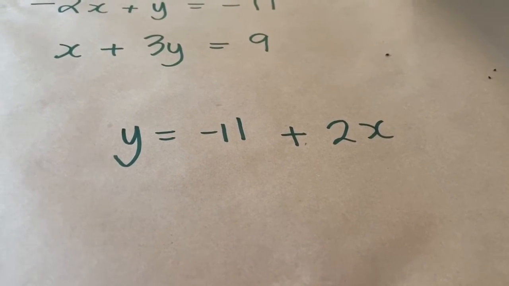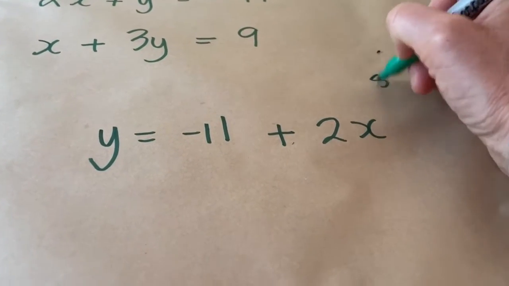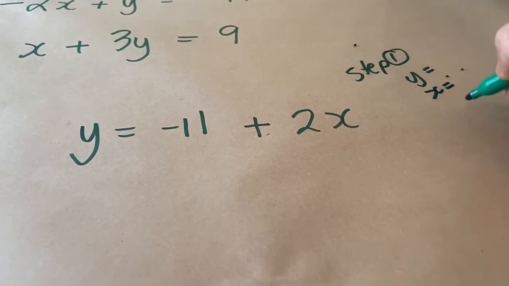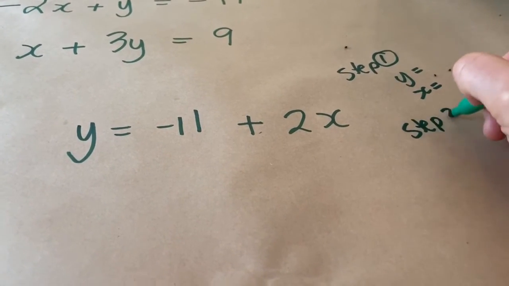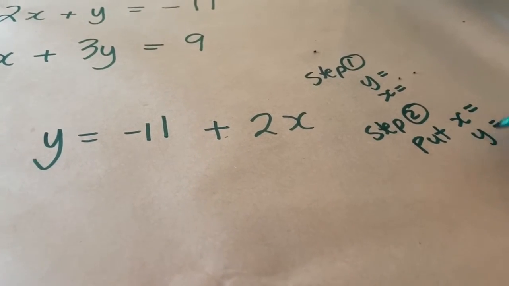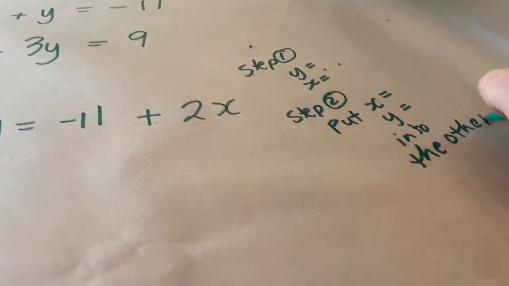Now, what I want to do, once you've done step number 1, step 1 is make it y equals or x equals. Step number 2 is to put the x equals or y equals into the other equation.